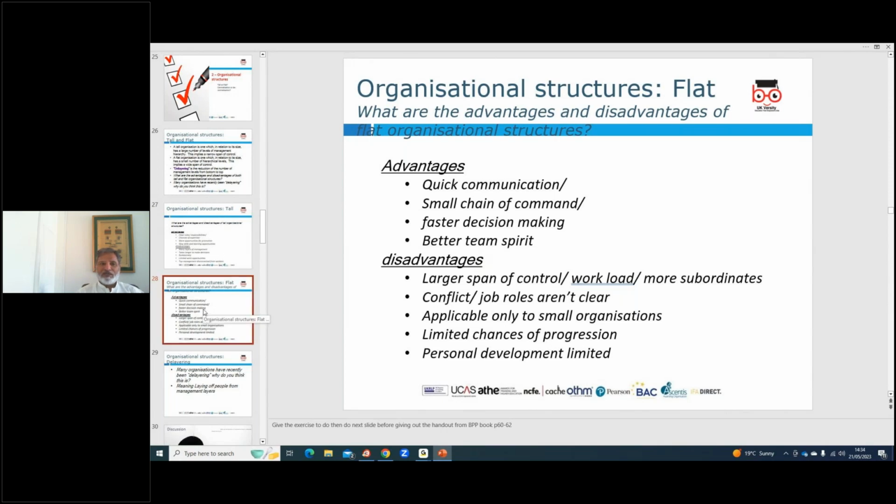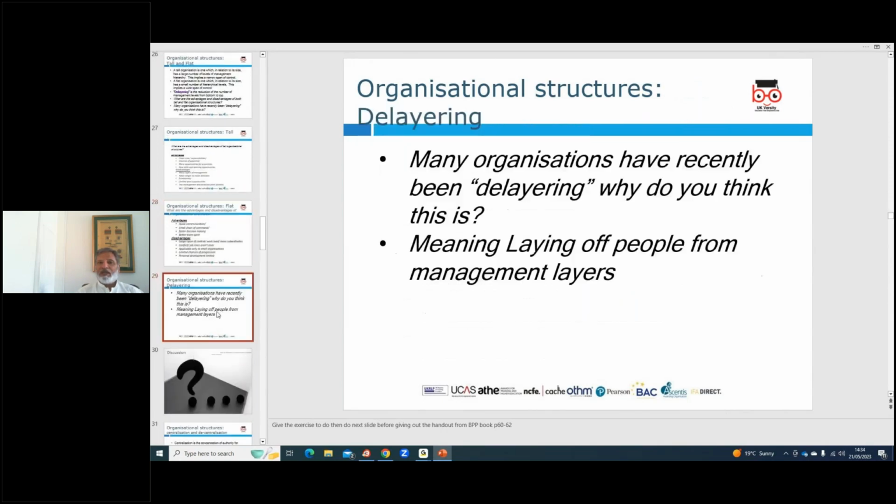In a flat organization. Okay, what do we mean by delayering? Delayering means laying off people when there are a lot of people employed in an organization and you want to get rid of a certain level of management. That's known as delayering.